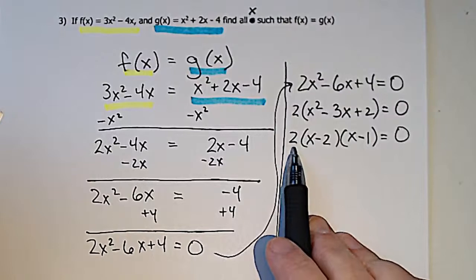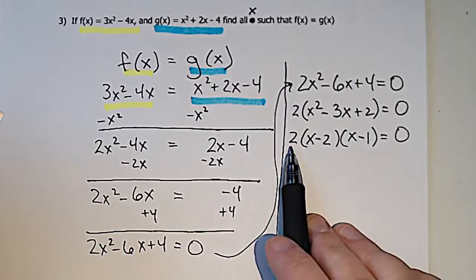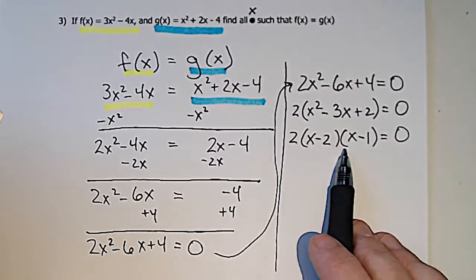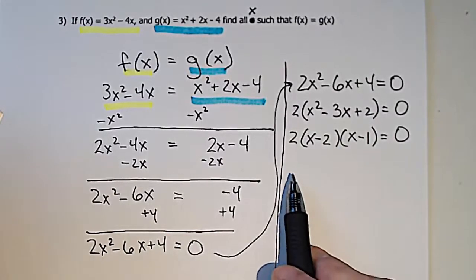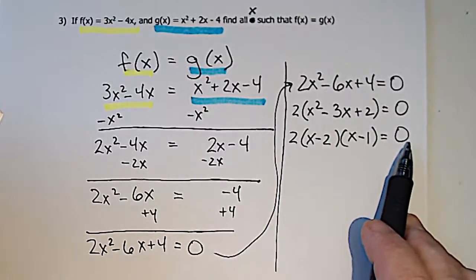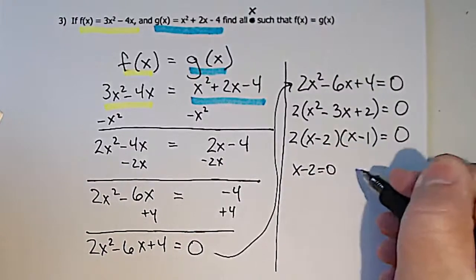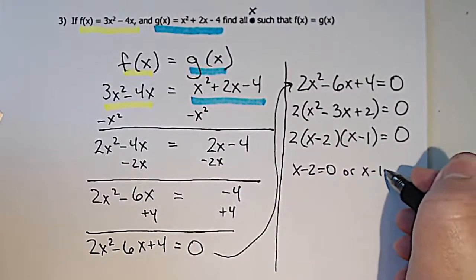And my question for you is, does the 2 make the whole thing 0? No, 2 can't make anything 0. 2 times something is just going to make it twice as big. It's not going to make it 0. So 2 does not do anything with the 0. So we forget it. We just get x minus 2 equals 0 or x minus 1 equals 0.